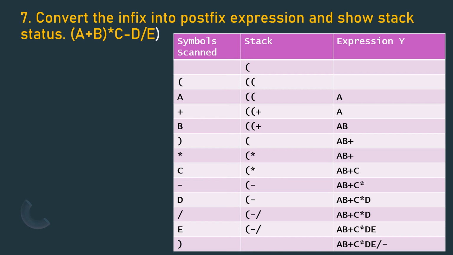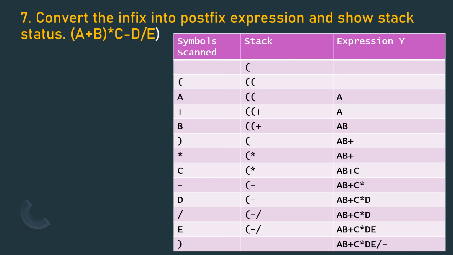Left parenthesis will go to stack. A is the operand which will go to the expression part. Plus is the operator which will go to the stack, and B is the operand which will go to the expression part. Now the right parenthesis has come, so now the plus operator will be popped from the stack and will go to the expression. Now multiplication operator has come which will go to the stack. Now C is the operand which will go to the expression part.